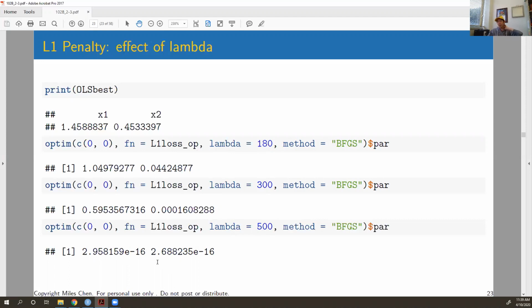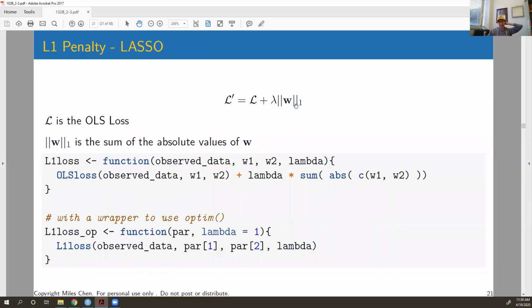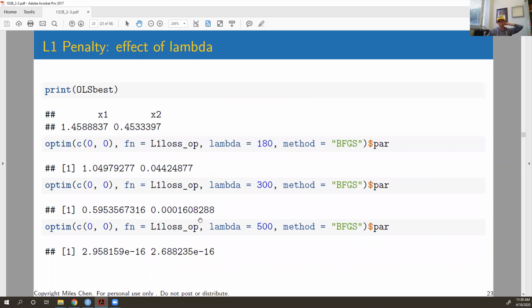At lambda equal to 500, we're saying, for the OLS loss, I don't care what they are. We don't want to incur any more penalty here. Increasing W really messes up the OLS loss, so it's not worth it. So we end up picking coefficients that are 0 here.